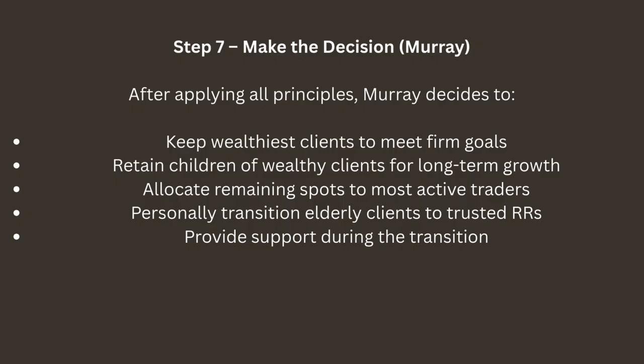Step 7, make the decision. So, in Murray's case, after applying all principles, Murray decides to keep the wealthiest clients to meet the firm's goals, retain the children of the wealthy clients for long term growth, allocate remaining spots to the most active traders, personally transition elderly clients to trusted RRs, and provide support during the transition.